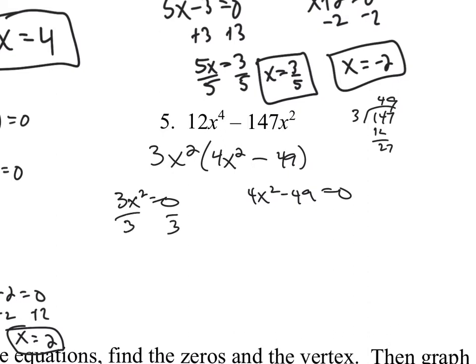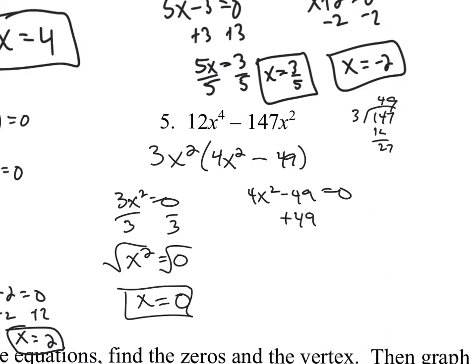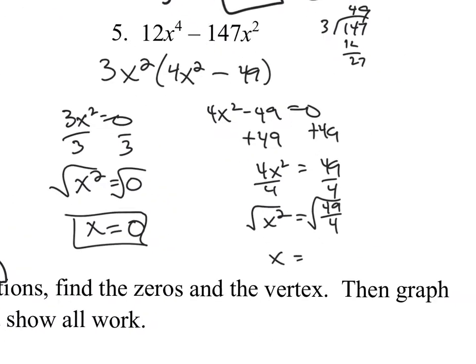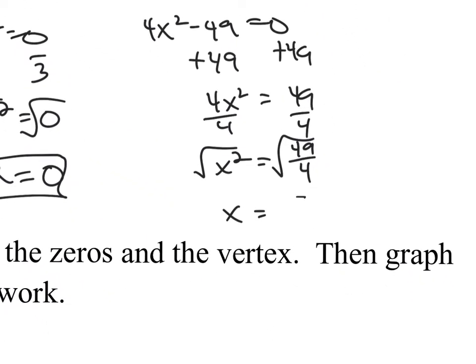So if we divide by 3, we get x squared equals 0, and then we square root. We get x equals 0, and this happens twice, but because it's 0 twice, we can just write it once. And then we add 49. We get 4x squared equals 49, and then divide by 4. We get x squared equals 49 over 4. And then when I square root that, both 49 and 4 are perfect squares, and so this would be 7 over 2, positive or negative.